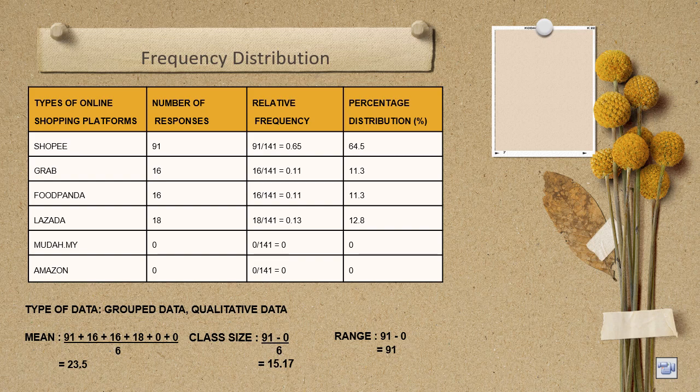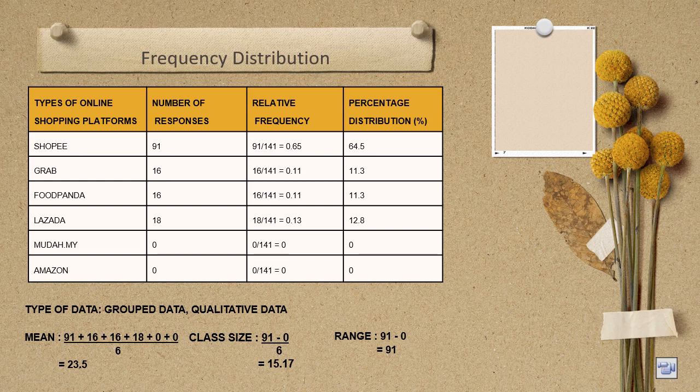This is grouped data, and this question represents qualitative data. The mean gathered by this question is 23.5, which is the total number of respondents divided by the number of types of online shopping platforms, which is 6.